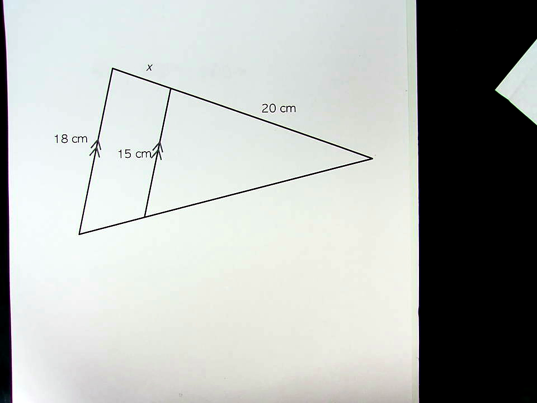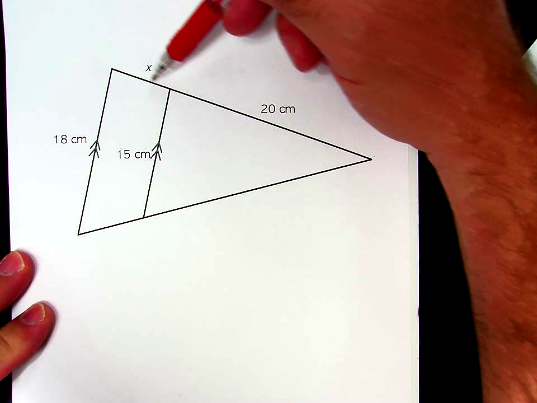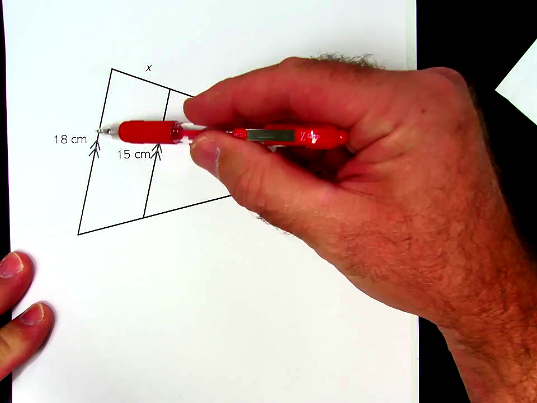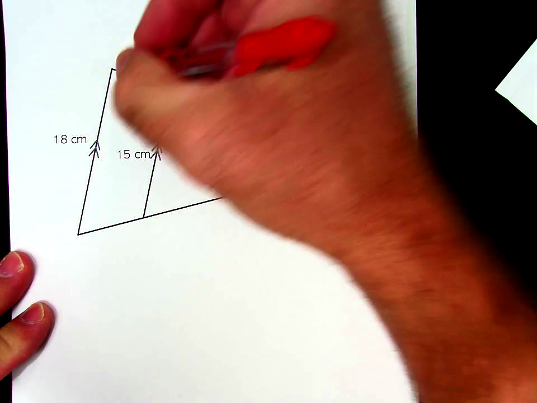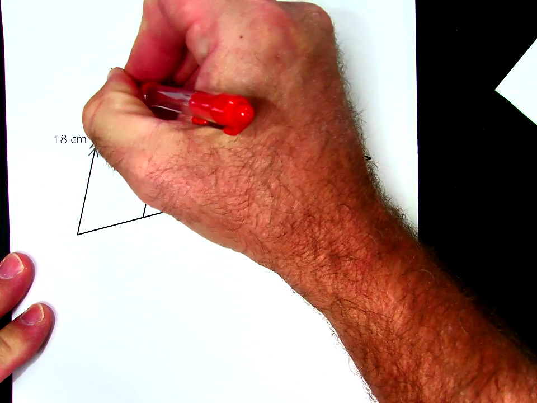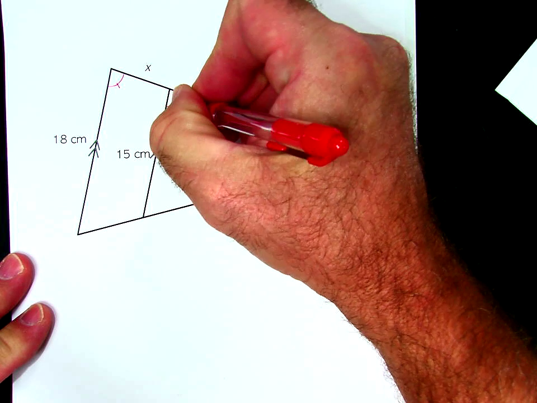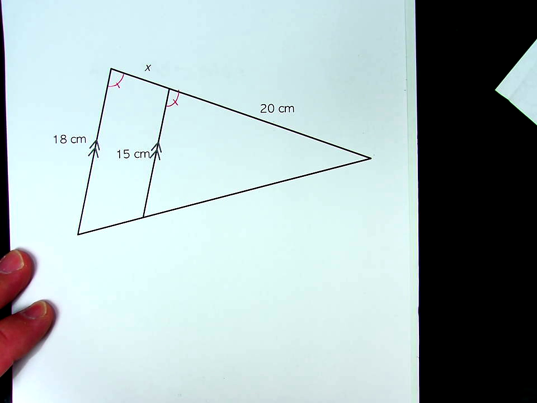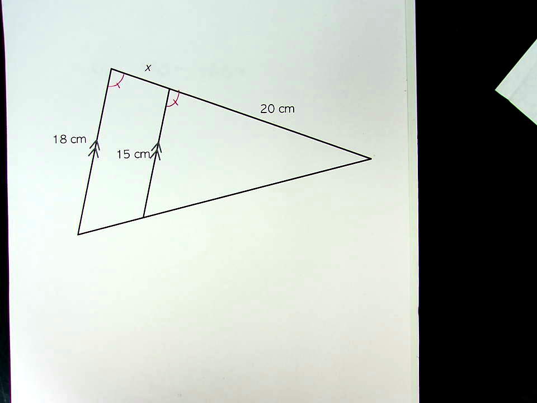So, for example, if I think of this segment as a transversal between those two parallel lines, I'd be able to say that those two angles are congruent by the corresponding angles theorem. Two lines cut by a transversal, then their corresponding angle pairs are congruent.